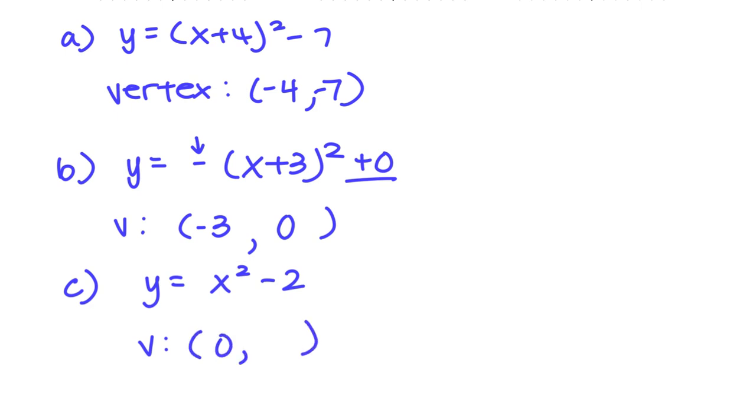So for my vertex, I'm not shifting right or left at all, so that's going to be 0, comma, and then I'm shifting down 2. So does that sign change? No, it stays the same. So negative 2. Okay? Just keeping you on your toes.